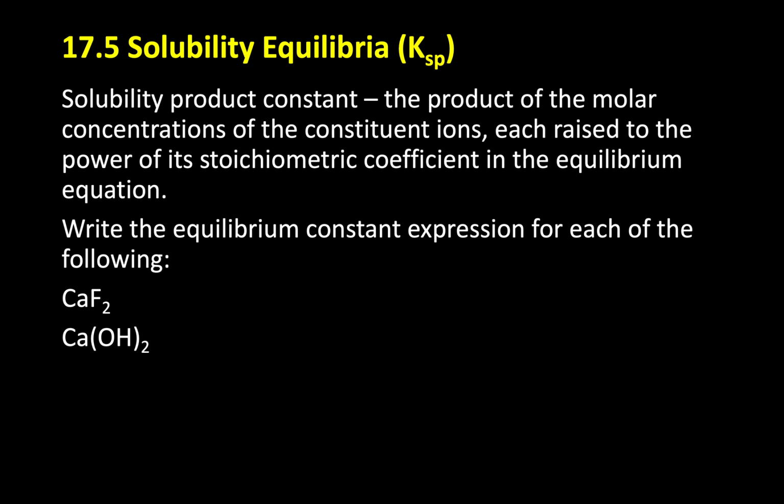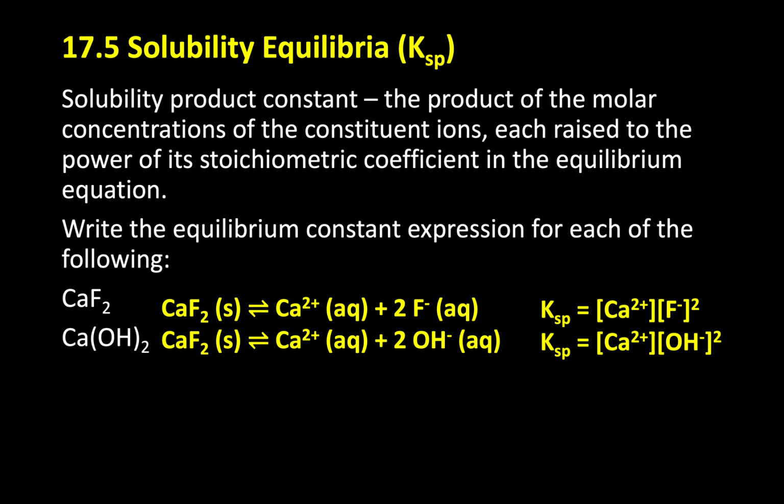Okay, we're going to skip around a little bit just because there are different types of K values. So Ksp is a solubility product constant. It's a product of the molar concentrations of the constituent ions, each raised to the power of its stoichiometric coefficient in the equilibrium equation. Now, it's a lot of words, but it's the same as what we just did with the other equilibrium constant expressions. So I would suggest writing out the equilibrium formulas for each of these, and then you write the equilibrium constant expression. So pause the video and do that.